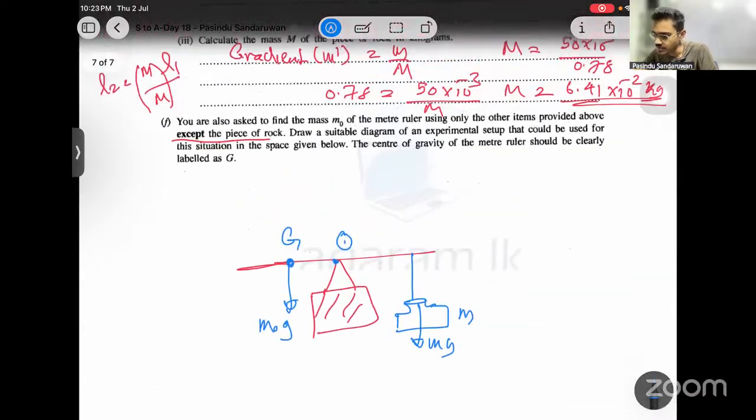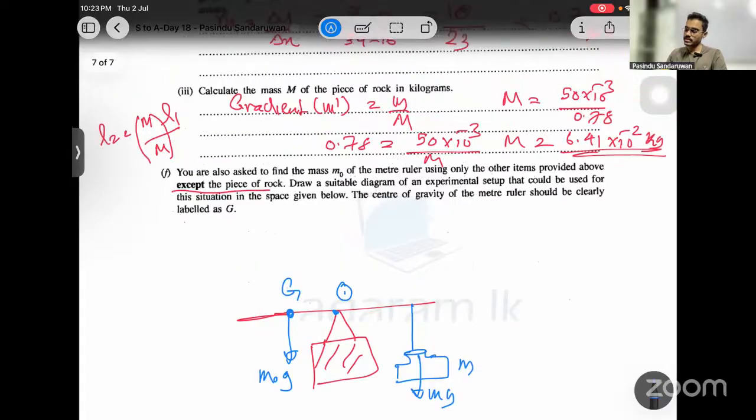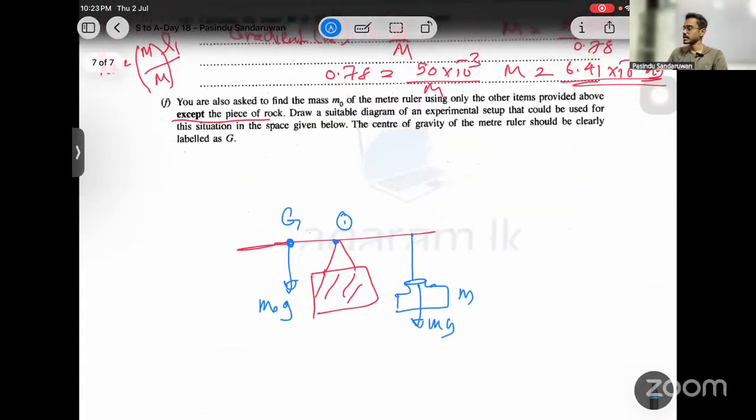That's it about question 3 also. Any questions? Any clarifications needed?